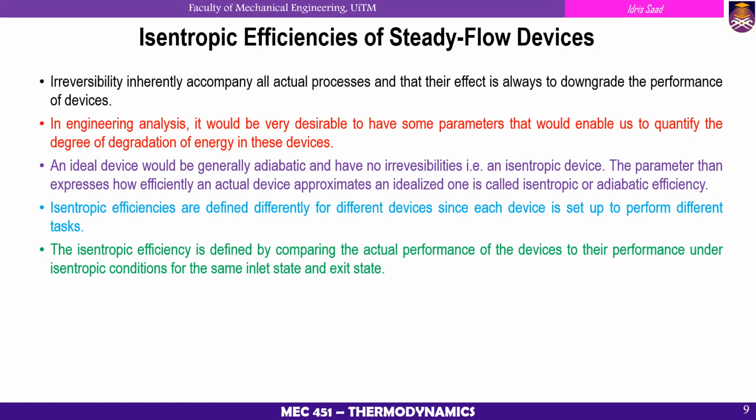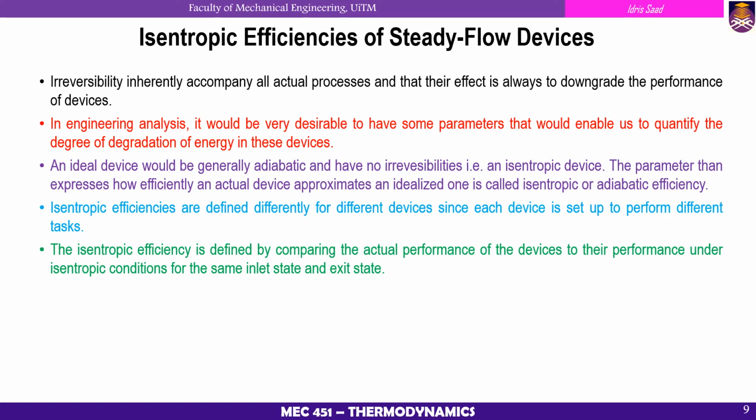In engineering analysis, it would be very desirable to have some parameters that would enable us to quantify the degree of this degradation of energy in these devices. An ideal device would be generally adiabatic and have no irreversibilities. In an example, an isentropic device.